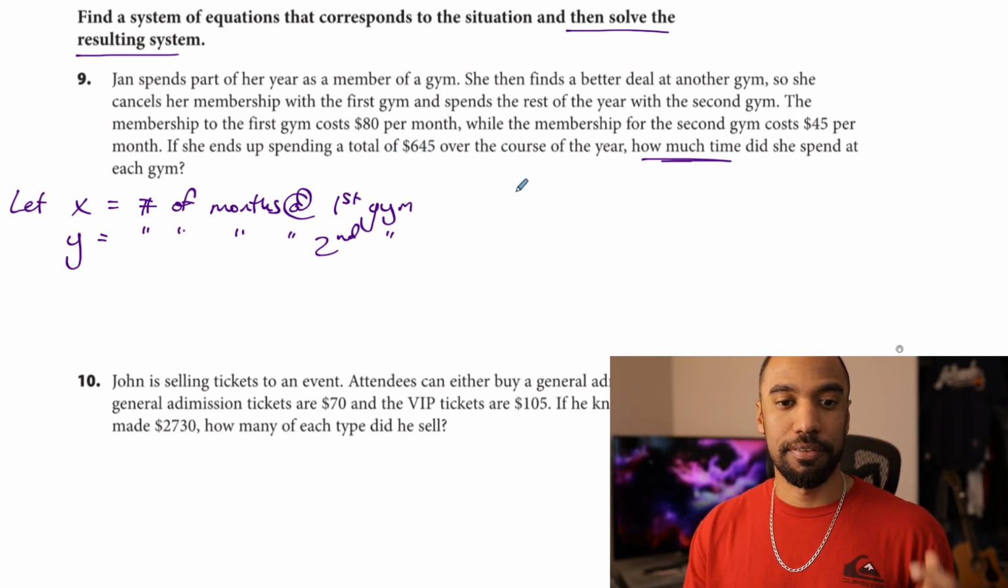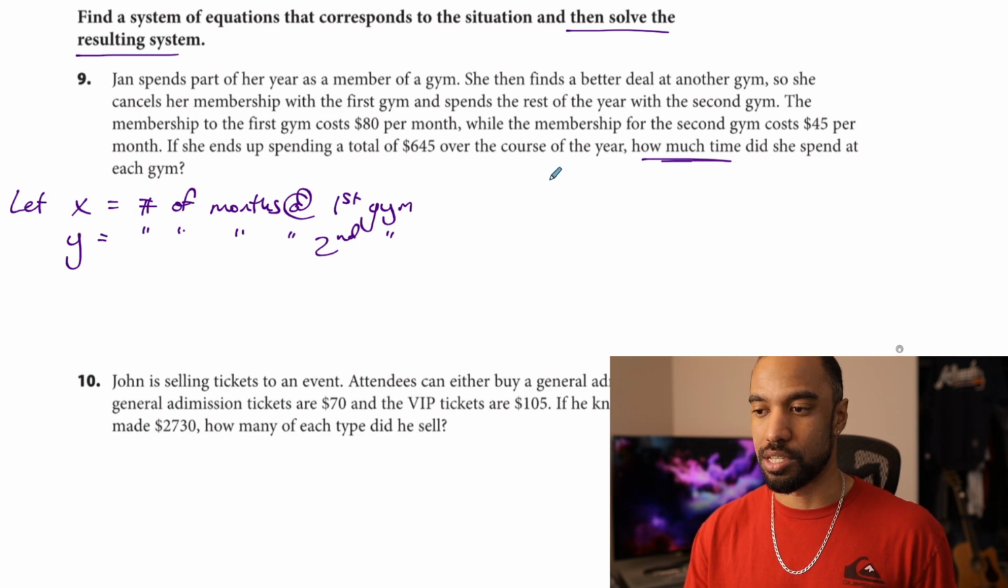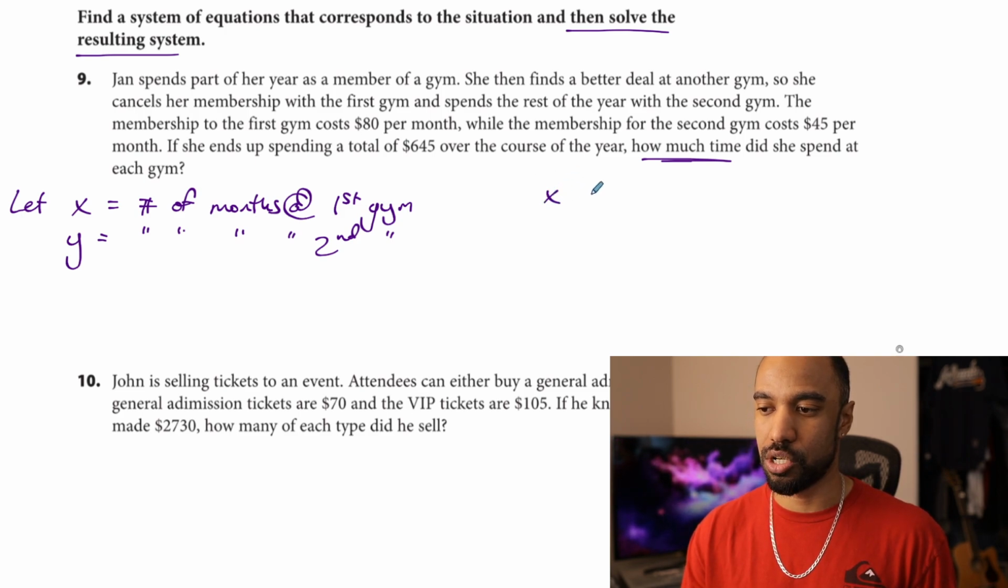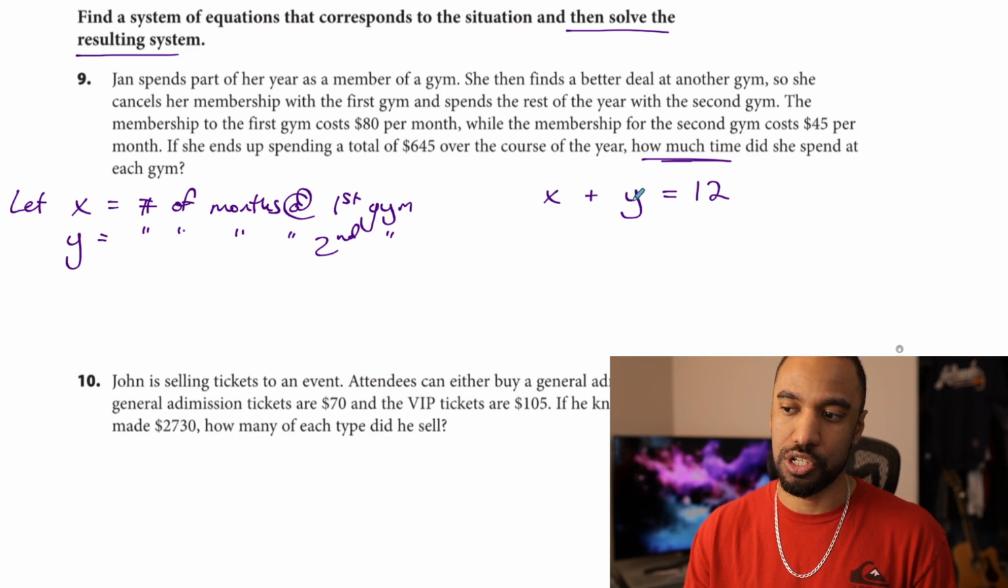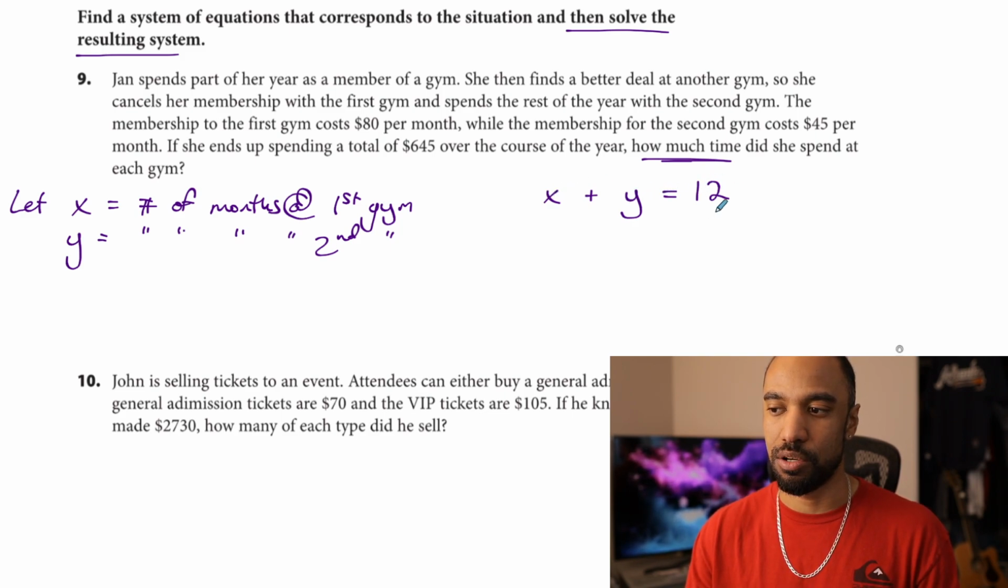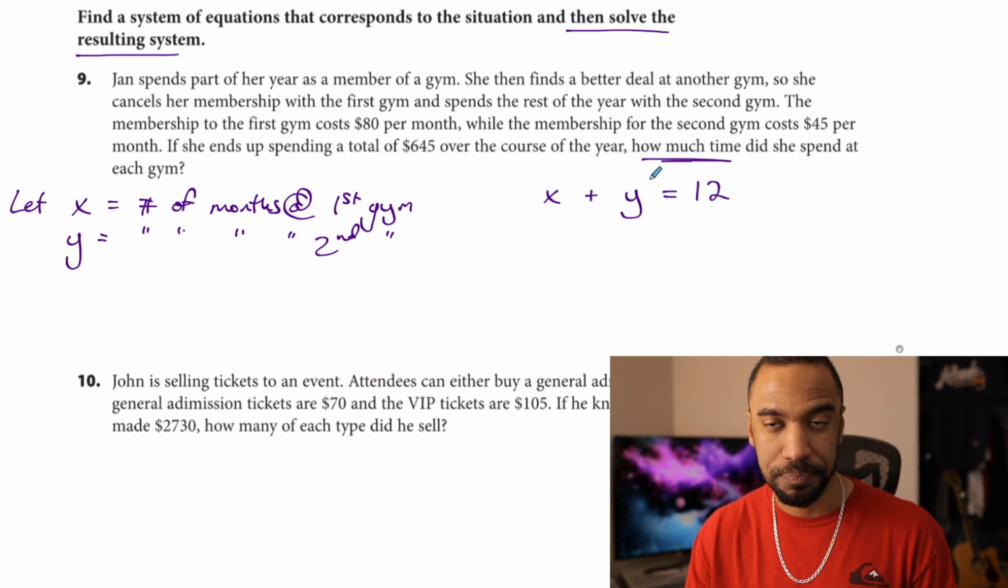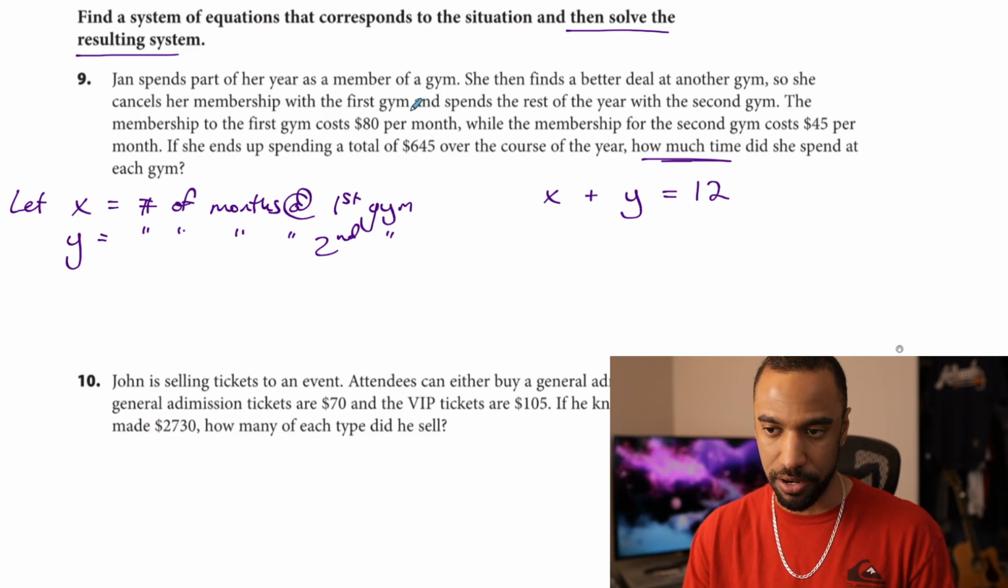Okay, so the first equation, and you don't have to put this as the first equation, but the easiest equation to write like last time here, focus on number 1 if you recall. X plus Y equals 12 is an equation that says I spend X months at one gym, Y months at another gym, and that equals 12 months total because that is a year. That's what they say, spends the rest of the year at the gym.